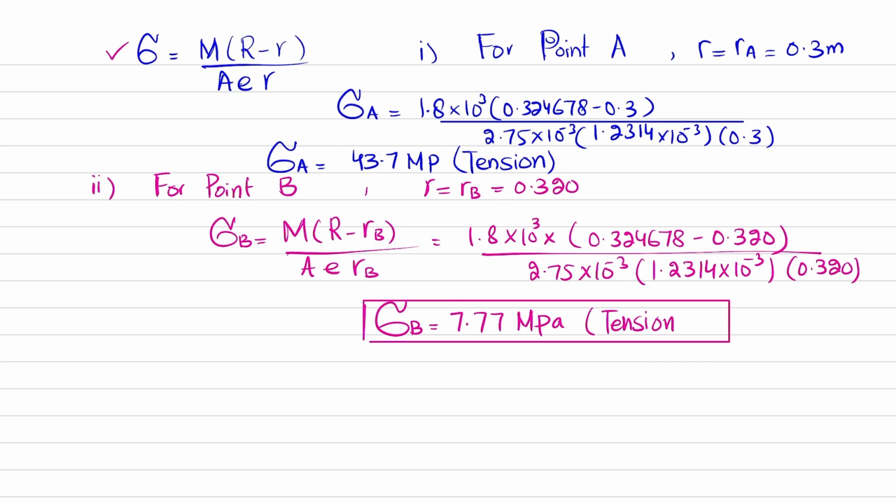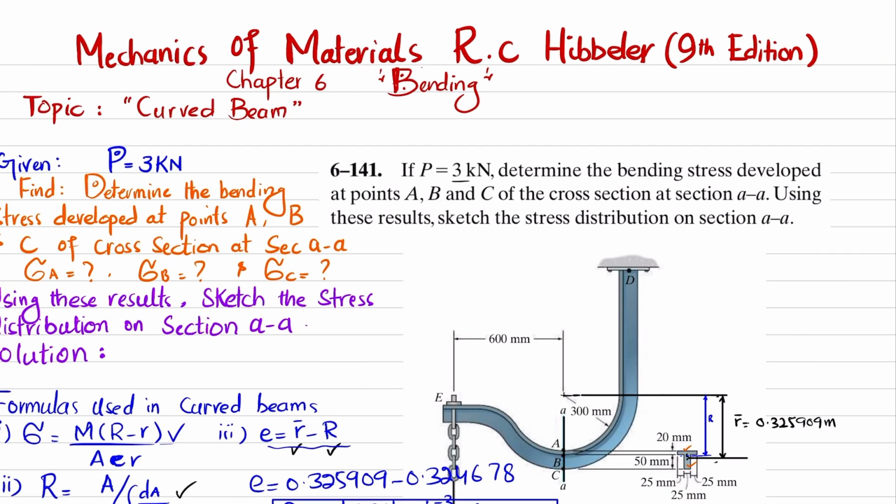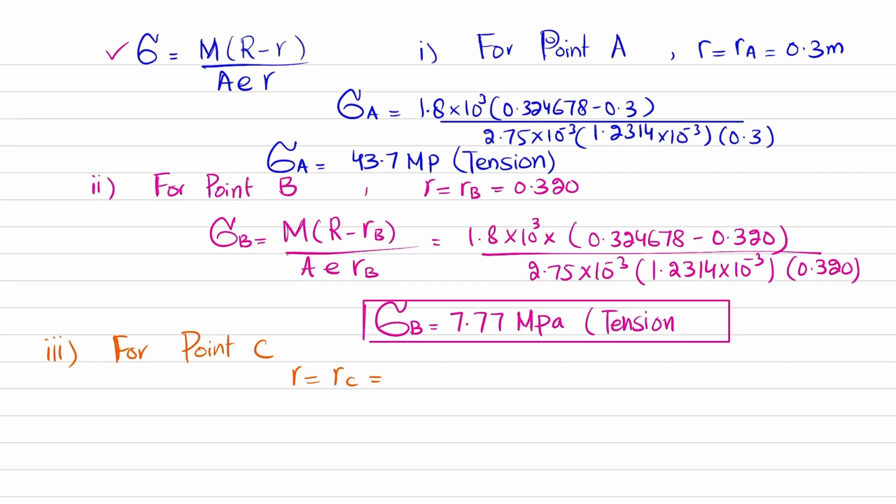Okay. The last part is that we have to find the bending stress at point C. So for point C, R will be equal to RC, and you can see that RC is this distance from the top till the end. So this total distance is 300 plus 20 plus 50, so 370. So RC is equal to 370 millimeter, which is 0.370. Again put it in the above formula.